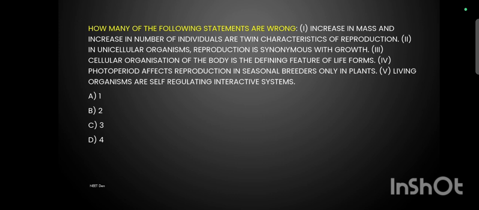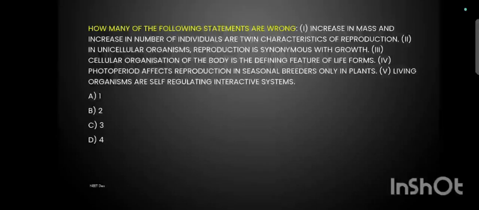Question, how many of the following statements are wrong? Statement 1, increase in mass and increase in number of individuals are twin characteristics of reproduction. Statement 2, in unicellular organisms, reproduction is synonymous with growth. Statement 3, cellular organization of the body is the defining feature of life forms. Statement 4, photoperiod affects reproduction in seasonal breeders only in plants. Statement 5, living organisms are self-regulating interactive systems.